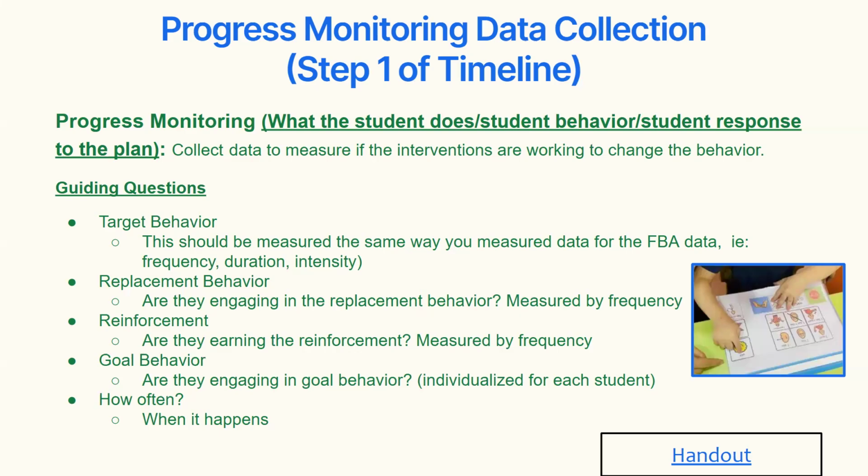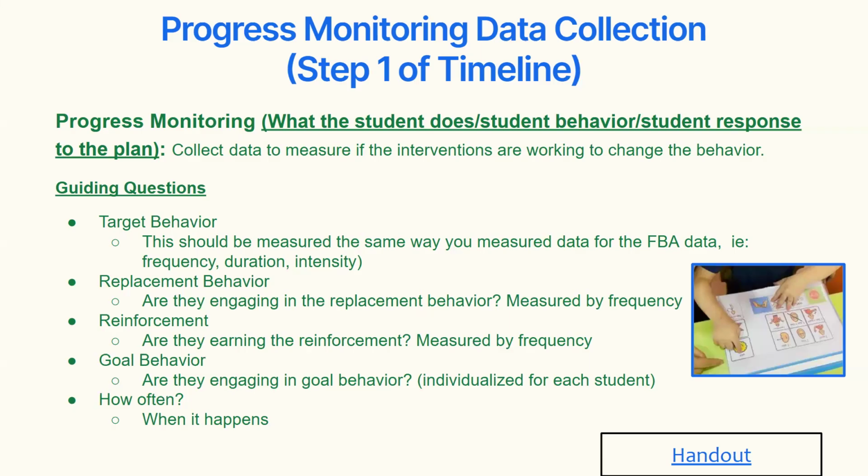Now, all of these data points are important and should also be in the plan. When you're looking at that, we talk about some of the frequency data, especially on this form for collecting PBSP data. We're going to look at how often the data is going to be collected: how many times per day, per week, all the different components with it. We do want to make sure when we're taking progress monitoring data that we are taking it the same way that we took our baseline data in our FBA.